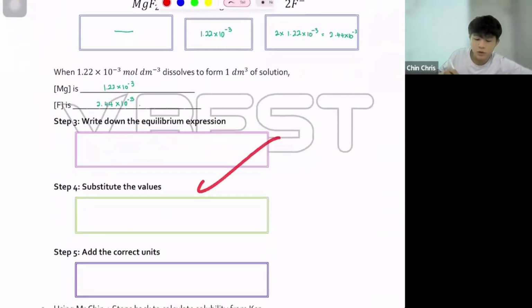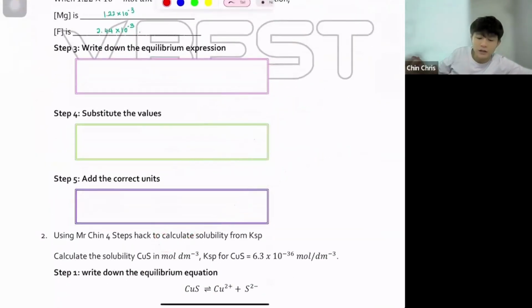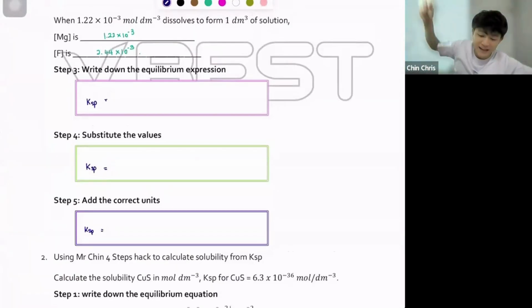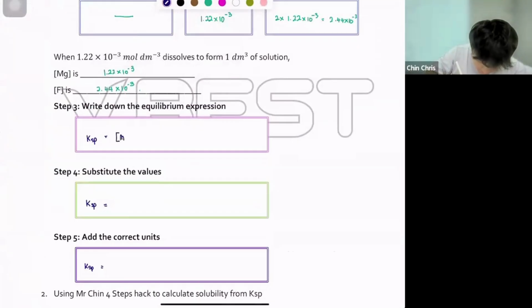Next. Equilibrium expression, substitute value, correct the unit. Let's fill it up now. Write down your Ksp. Substitute the value. Add in the unit. Go. My Ksp value is going to be Mg2 plus, correct, and F minus squared.